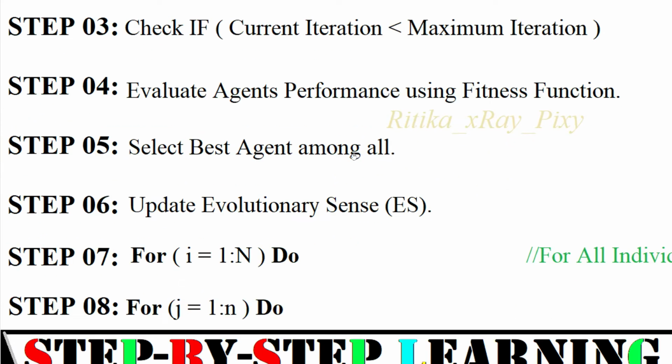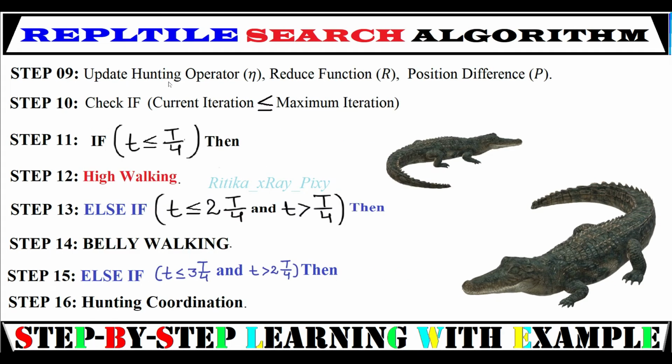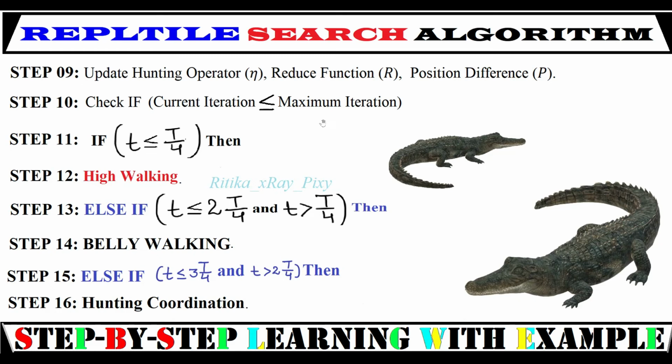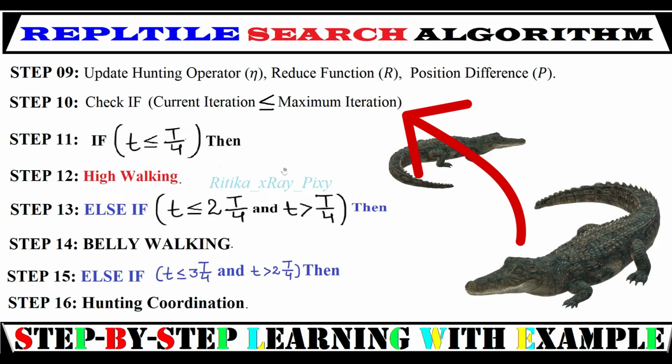Based on their fitness values we will select the best among all and then update the evolutionary sense. Then for all the individuals in the current population we will update the hunting operator, reduce function, and position difference, and then we will check whether the current iteration is less than or equal to the maximum iteration. Here you can see we have step 10. Now the main loop for the Reptile Search Algorithm starts here.